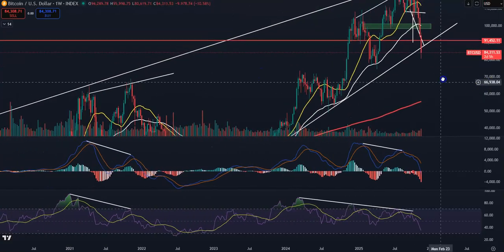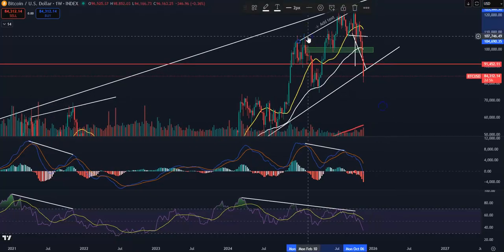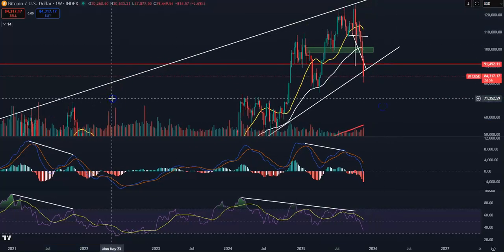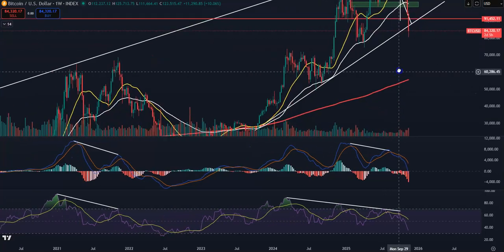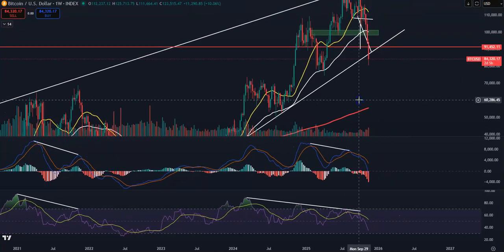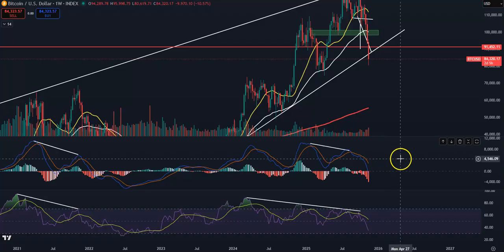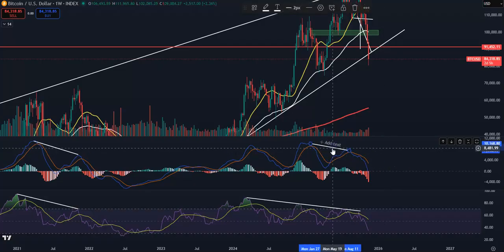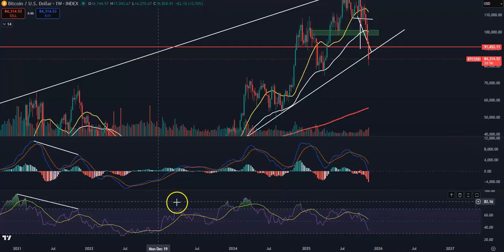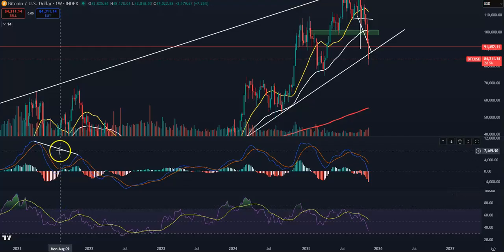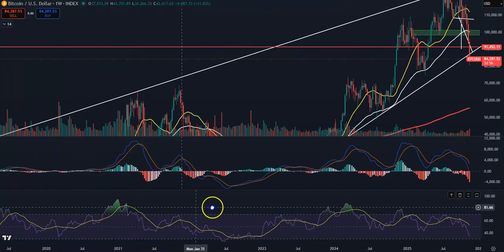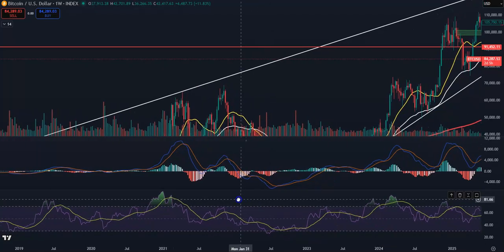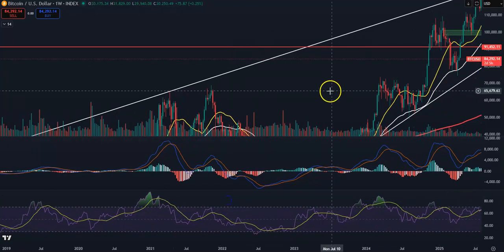So that's divergences. They're all over the chart. You can look at them and find them on whatever time frame. Your bullish divergences and your bearish divergences, they help you for strategizing. I won't even say long-term trading. They help you for overall strategizing.